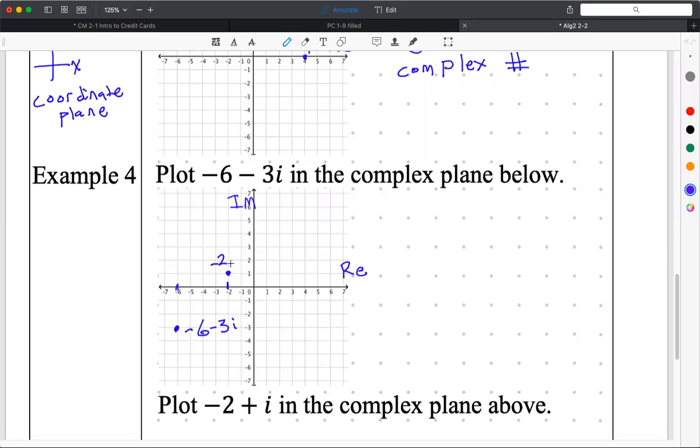That's -2 plus i, not with a comma. Don't ever do a comma because that's a coordinate pair, right? You just add and subtract them. That's all I got for you guys. That's the end of the notes. There's nothing else.